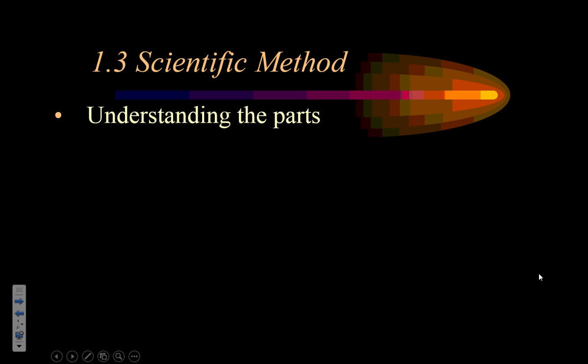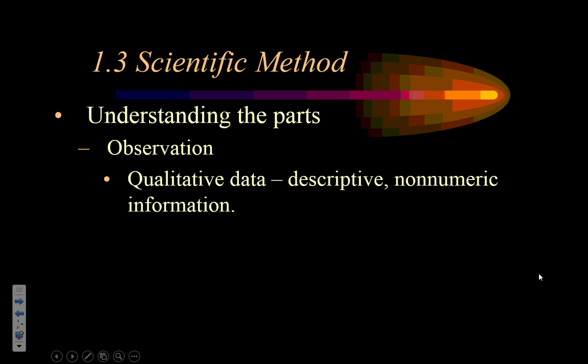Now, one of the things I want you to have a better understanding of this year, to go beyond what you've looked at in previous years, is that we need to break down those parts and understand them a little bit better. First off, observation. What you're really doing in the observation phase is collecting data. And there are two different types of data.